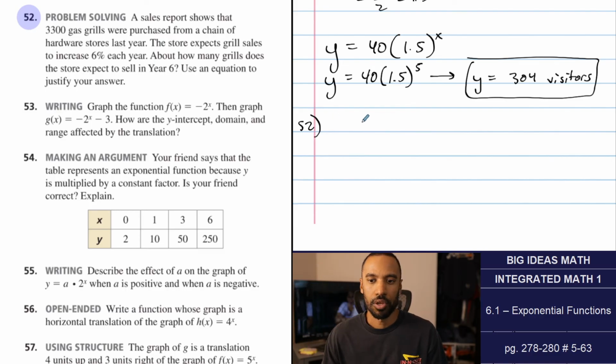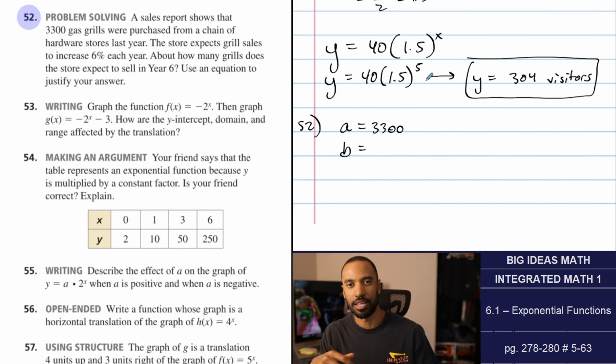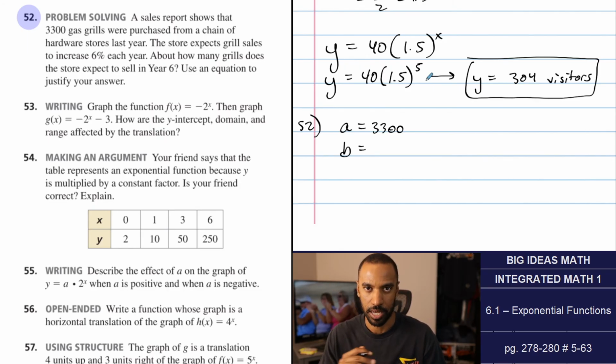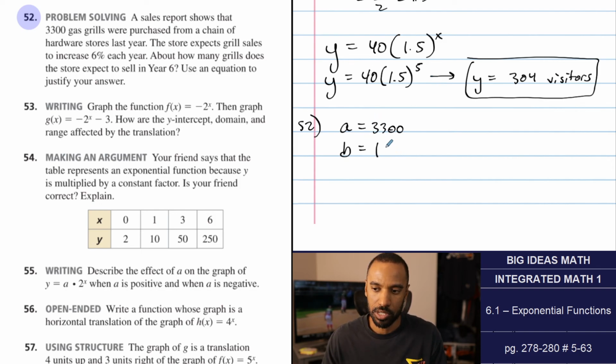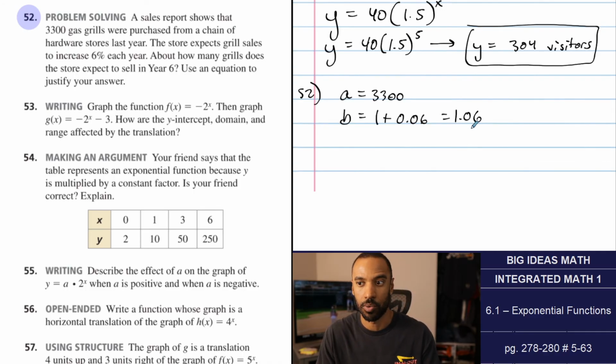So here's the thing. 3,300 gas grills can effectively be your a value. b is what you have to multiply by for it to increase by a certain amount. Now, you might remember this, but a 6% decimal equivalent is 0.06. But if we want to increase it, we would add 1 to that number: 1 plus 0.06, which is 1.06. If I want to increase something by 6%, I multiply it by 1.06. If I want to increase it over the course of time, I keep multiplying by it over and over, which is why we use an exponential function.